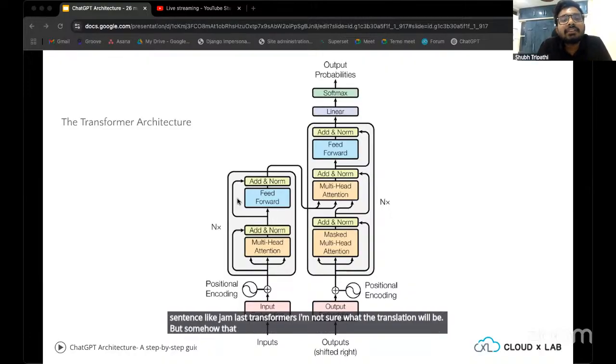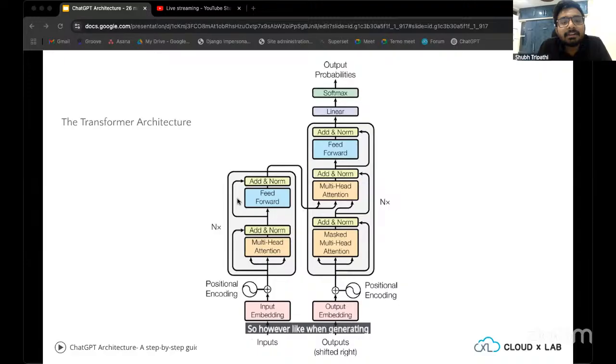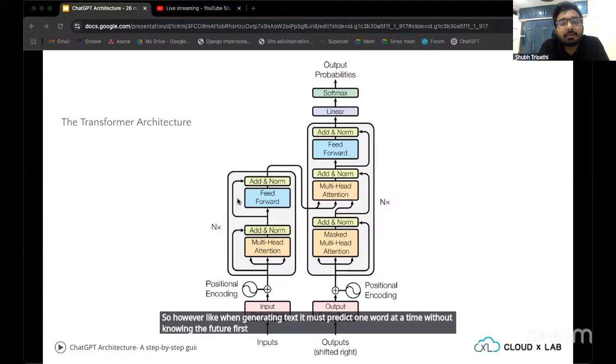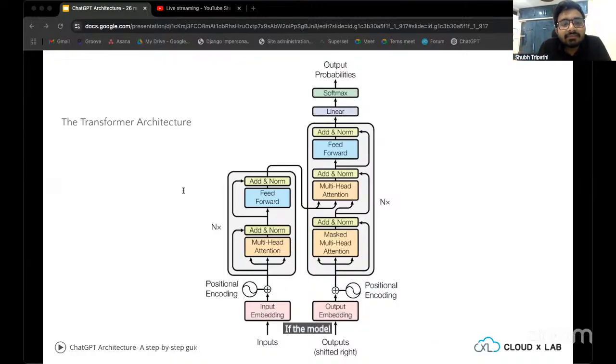However, when generating text, the model must predict one word at a time without knowing the future words. When it is translating the second word, it should not know what word is coming at the third position. If the model could see the entire sentence at once, it would be cheating, learning patterns it shouldn't rely on during real use.